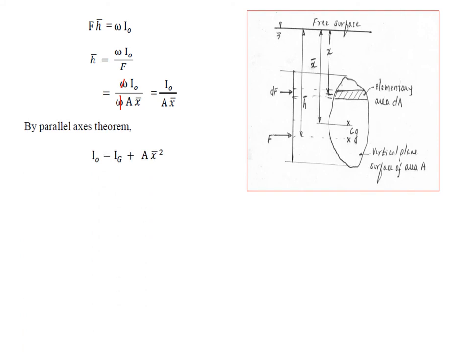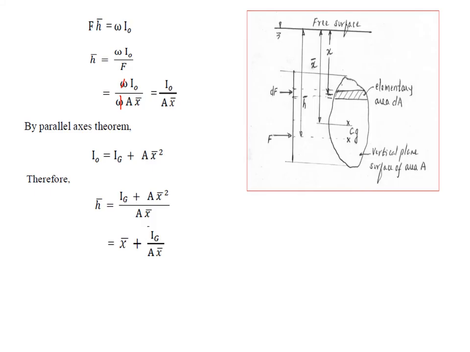You substitute I naught in the previous equation. So therefore it is Ig plus A X bar square divided by A X bar. So A X bar square divided by A X bar cancels out and is left with X bar. So it will be X bar plus Ig by X bar. Now you know that since Ig by X bar is a positive quantity, you are adding something to X bar. So therefore H bar is always greater than X bar.